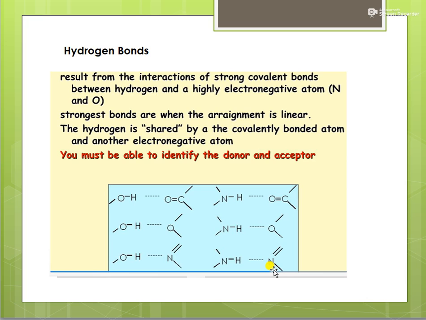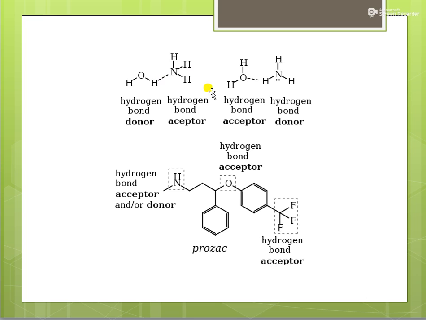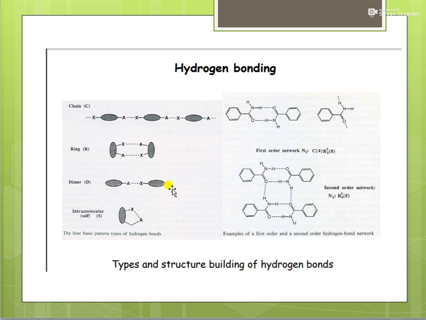And what is the significance of this? We will find that out. These are the hydrogen donors and the hydrogen acceptors. It's clear, I'm not going to explain it much. So, hydrogen bonding can happen in different ways. Either it can occur in a linear fashion, or sometimes in a ring-like fashion, or sometimes in a dimeric fashion, or in some cases it can also be intramolecular.